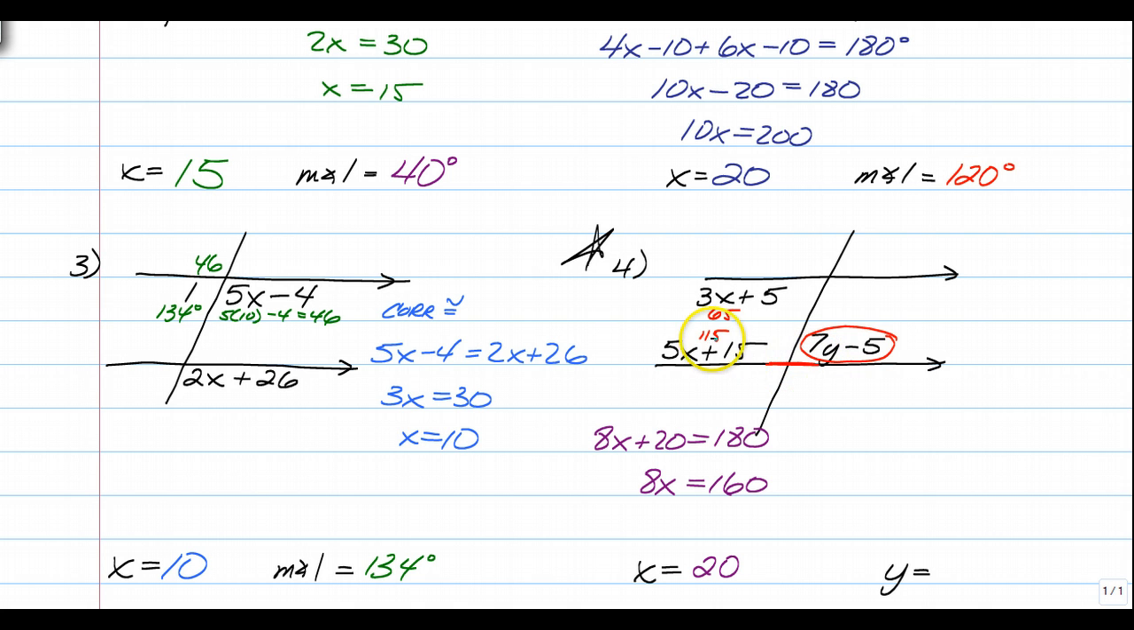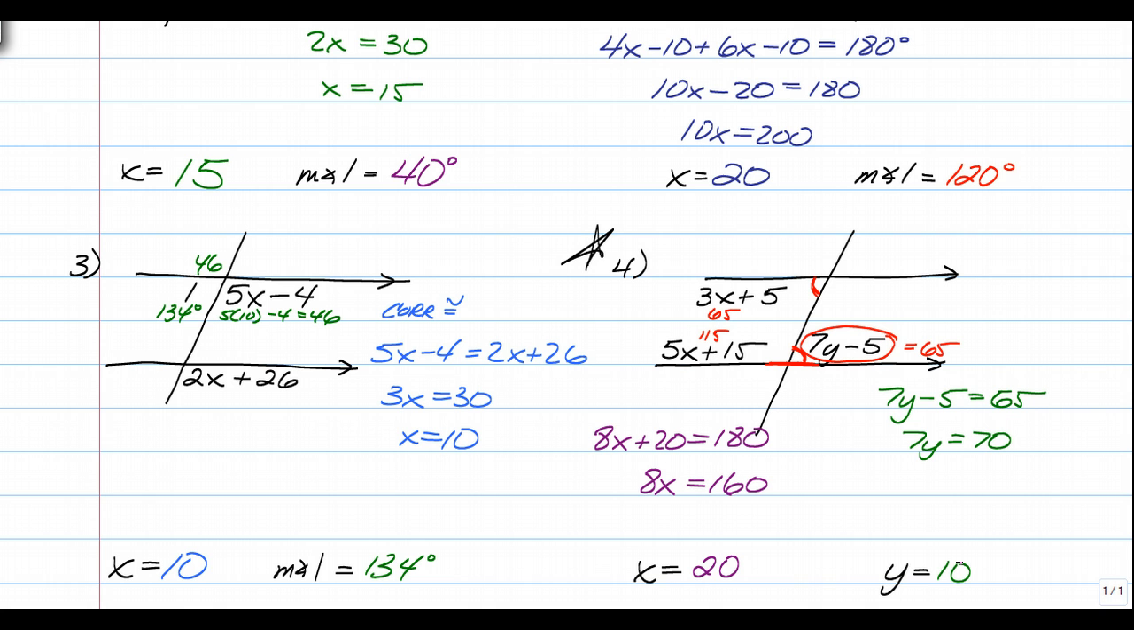You have a linear pair with 115. So it's going to be 65. Or you have alternate interior angles with 3x plus 5. Since alternate interior angles are congruent, it's still going to be 65. So no matter which way you look at it, 7y minus 5 is going to be equal to 65. So to solve for y, all you have to do is set 7y minus 5 equal to a 65-degree angle. 7y is equal to 70, so y is equal to 10.